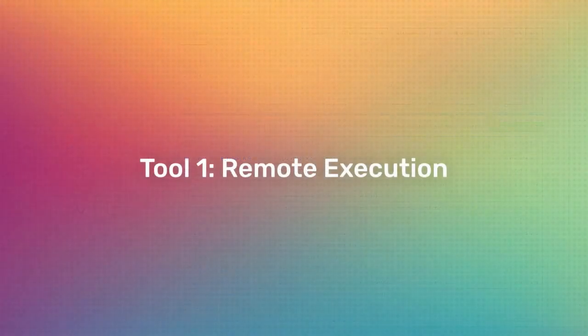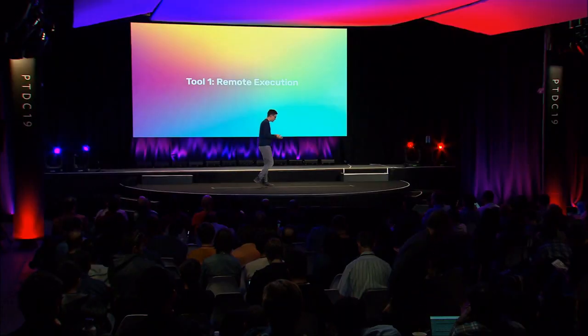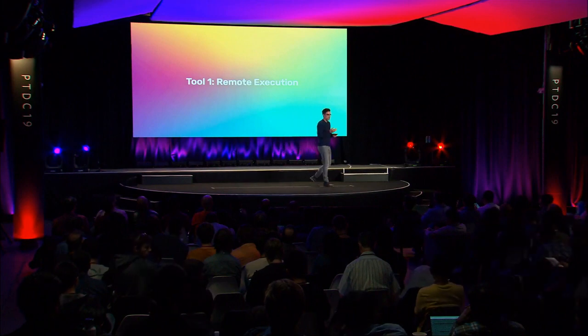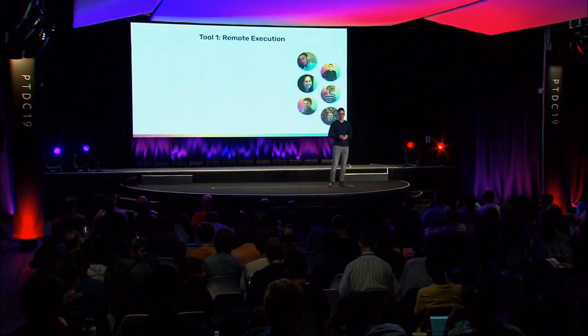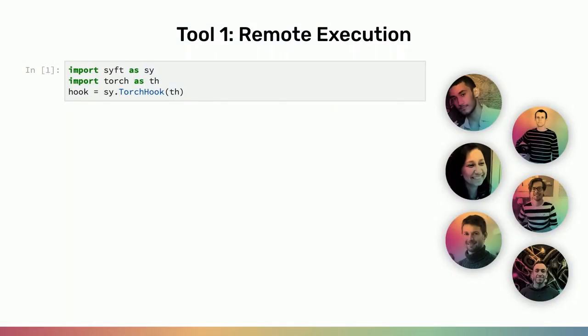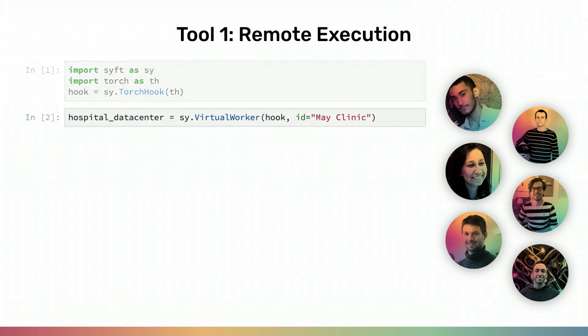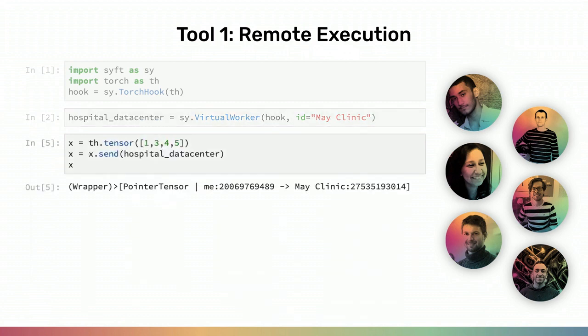So let's begin. The first one we're going to talk about is remote execution. Remote execution, simply stated, is the ability to leverage PyTorch on machines that you don't have direct access to. Let's see what this looks like. The first thing we do is import Sift and import Torch. Then we use a torch hook, which augments Torch with tools for privacy-preserving machine learning. Then we initialize a reference to a remote machine. In this case, it's one relating to, say, a hospital data center. And this allows us to actually interact with PyTorch operations and PyTorch tensors that live on this machine.